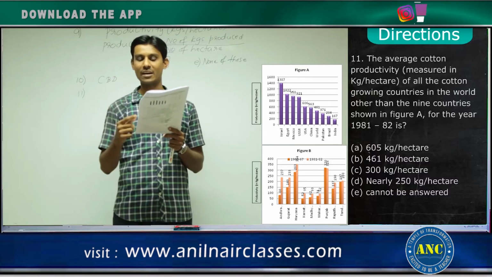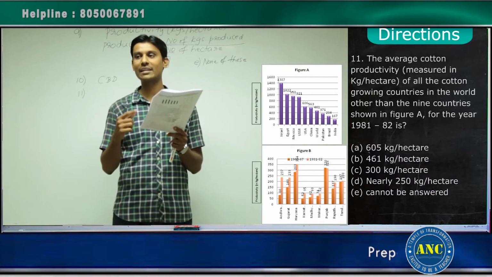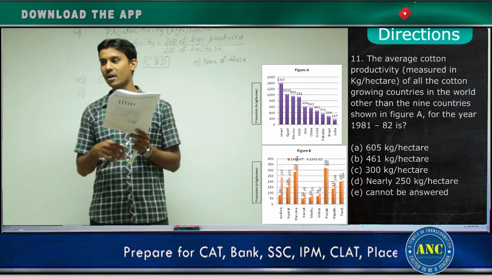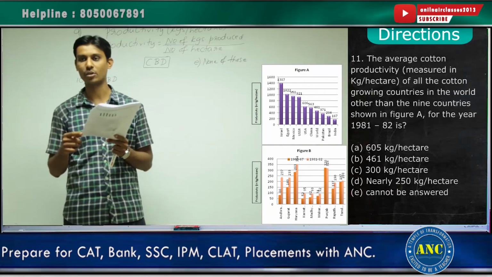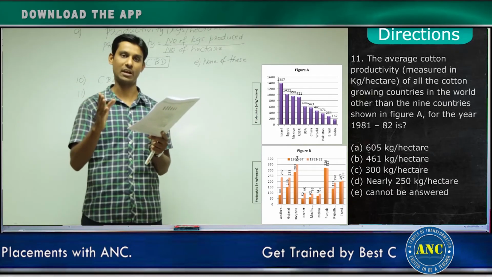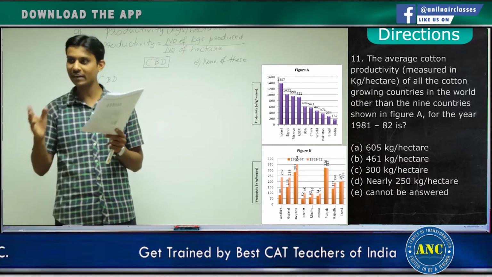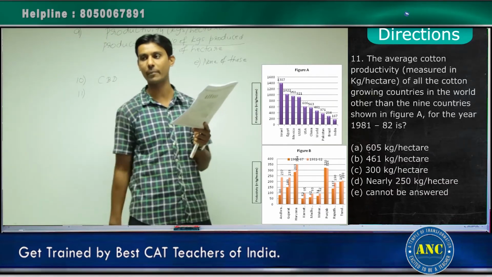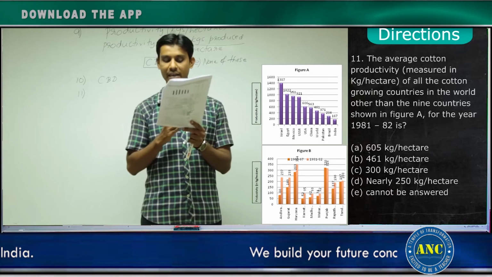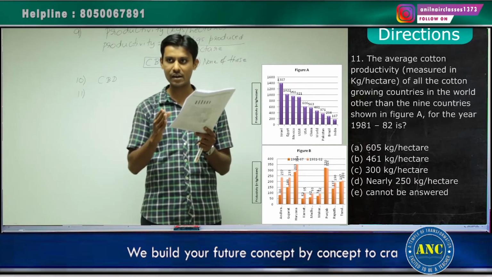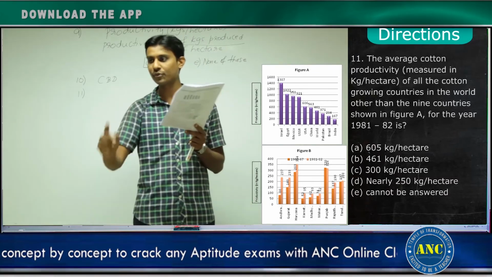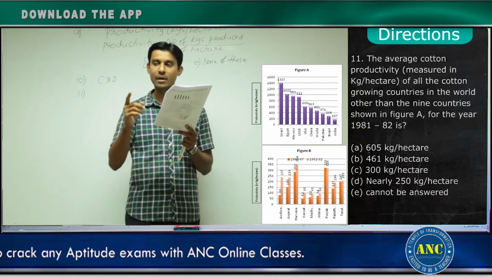Now, again you will think that for all the cotton growing countries in the world other than the 9 countries, there are only 9 countries given in the graph and no other information about the other countries of the world. Therefore, you will say the answer cannot be determined. In this particular question, cannot be answered is an incorrect answer. Why is it an incorrect answer? This is where your observation will come into the picture. Please read the question carefully. Average cotton productivity measured in kgs per hectare of all the cotton growing countries in the world other than the 9 countries shown in figure A for the year 1981-82. If you observe the graph carefully, figure A, please see the first graph. There is something called world.